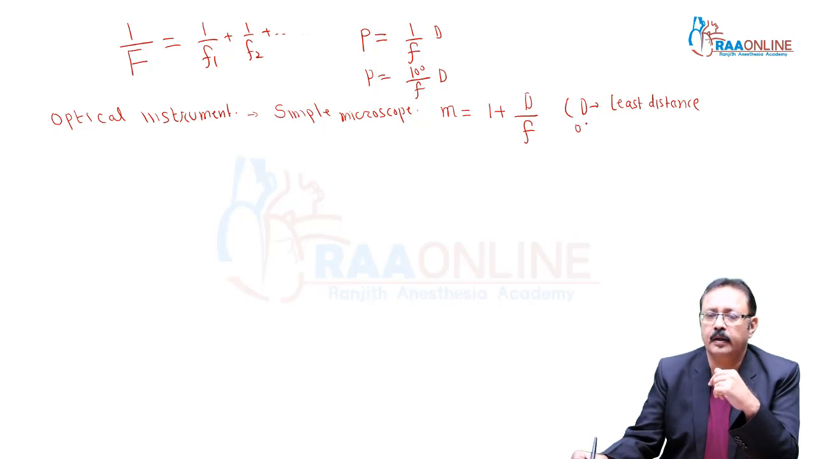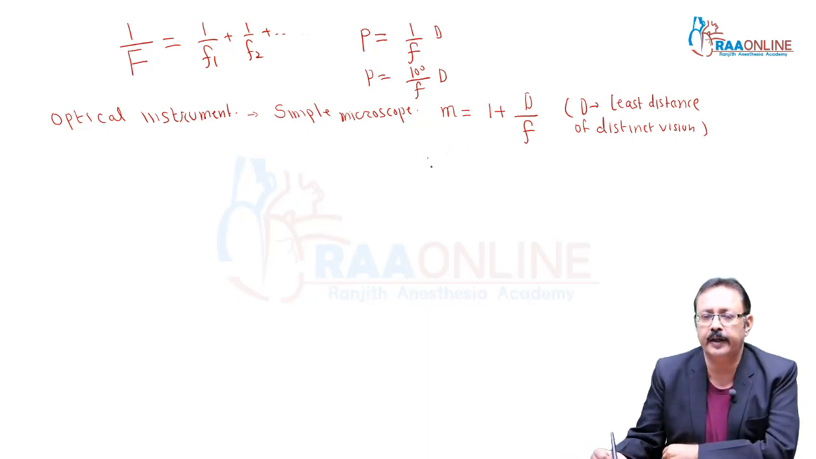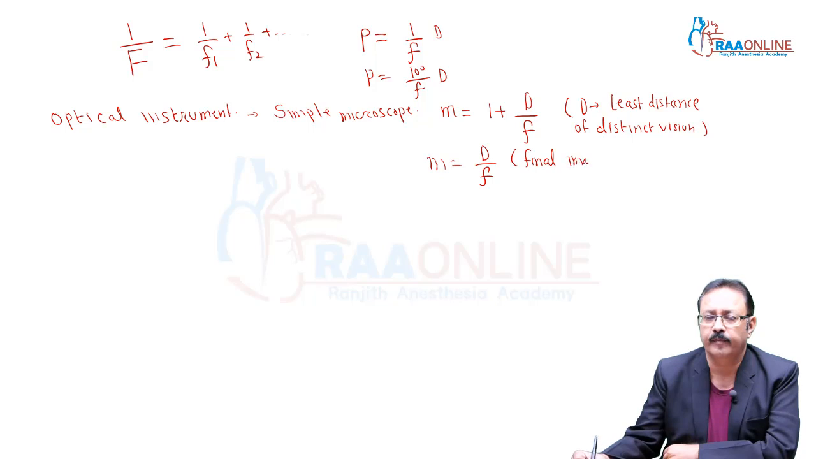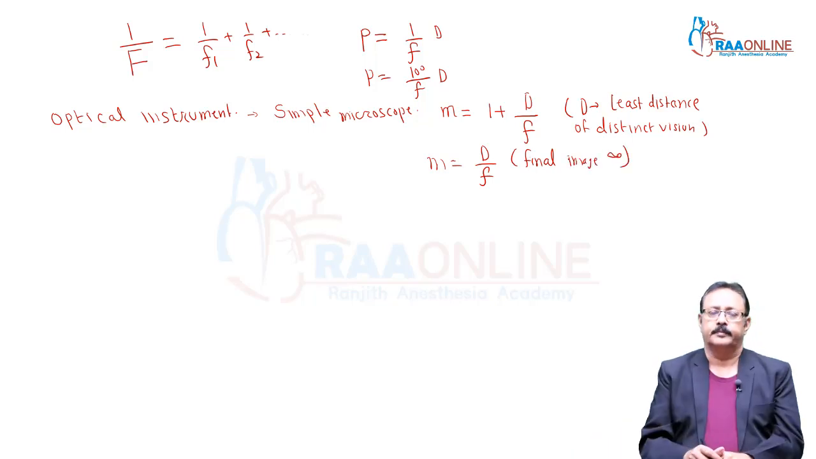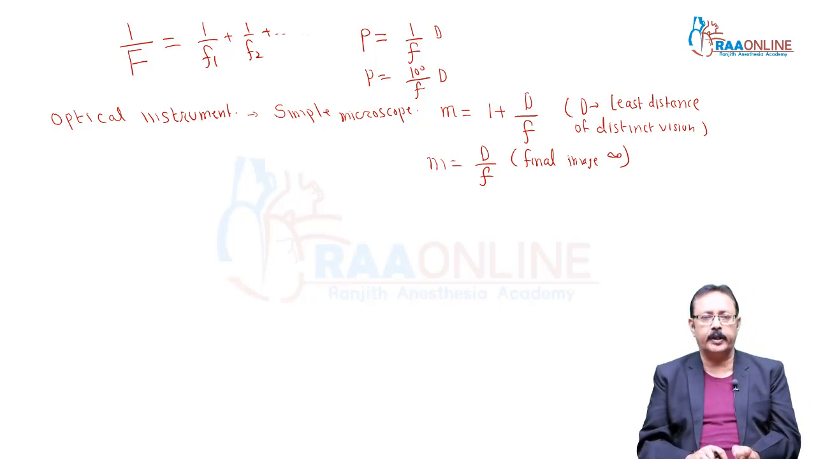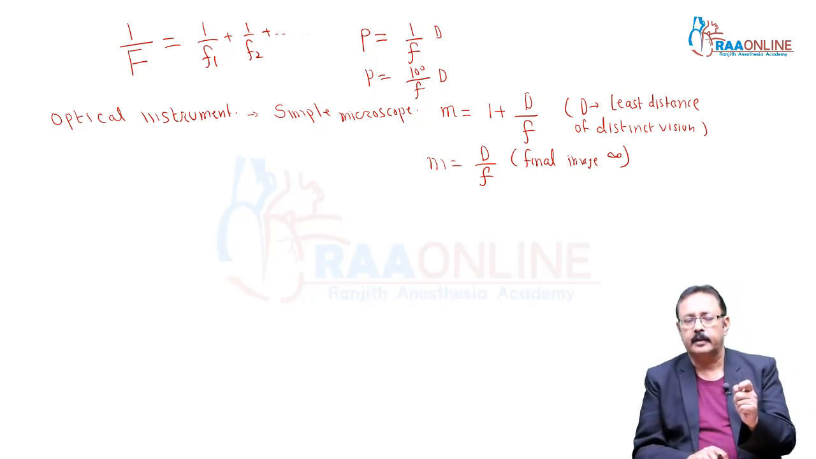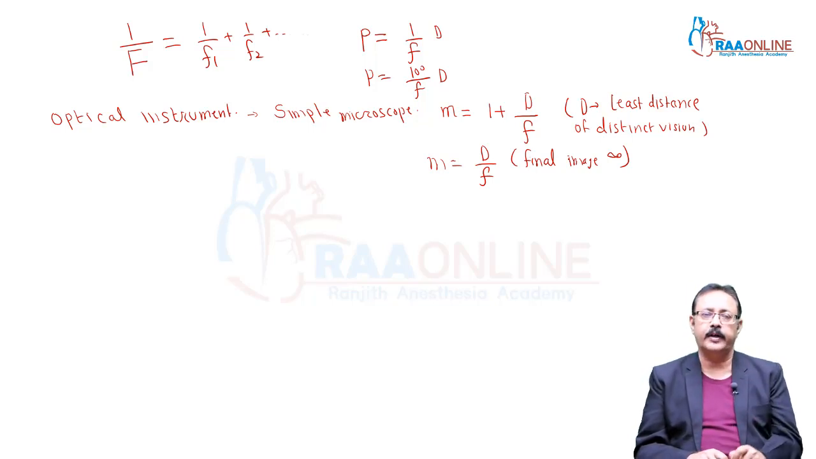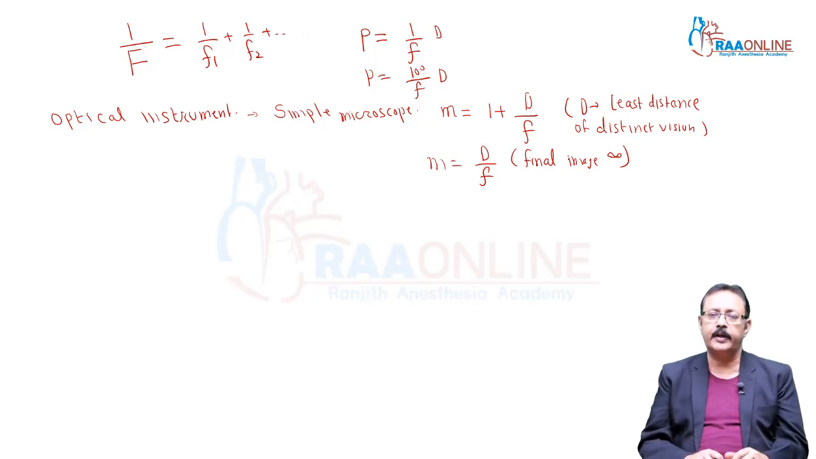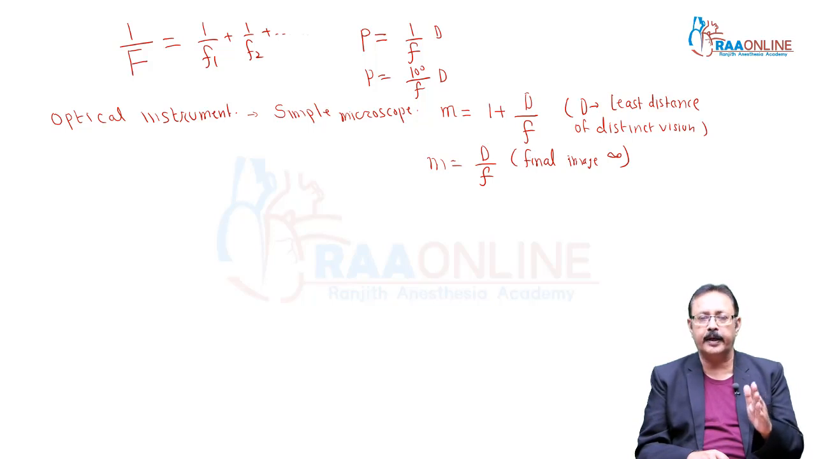of distinct vision. If the final image is at infinity, then the magnifying power is simply d upon f. In this we are using the concept that we put the object between the optical center and focal point. You will get one enlarged image which is erect and virtual. So in this way we are using a convex lens as a simple microscope.